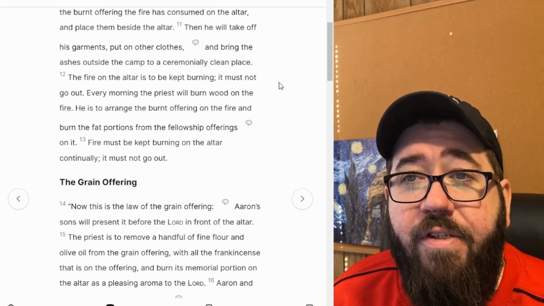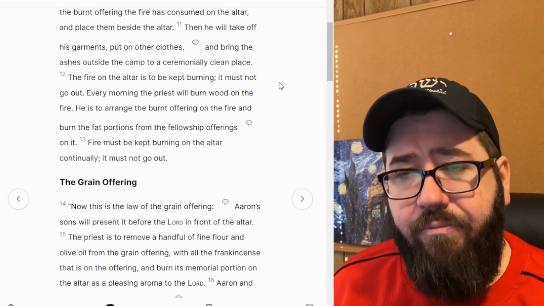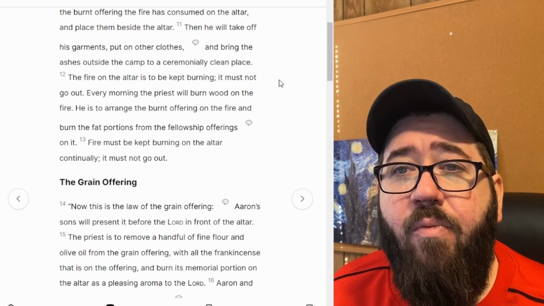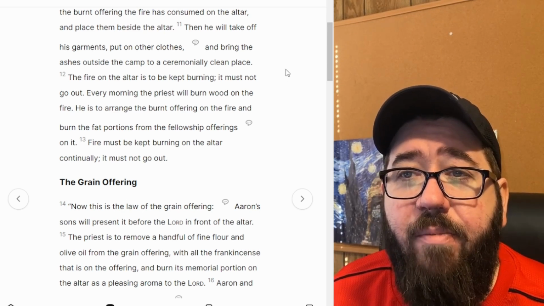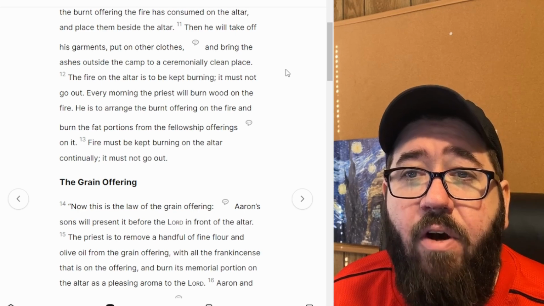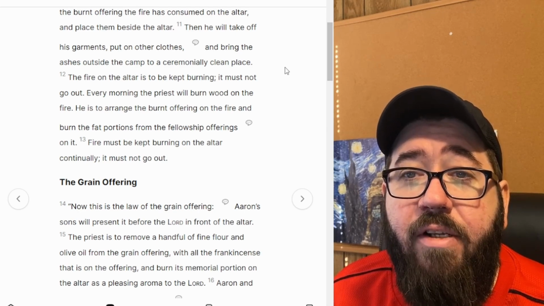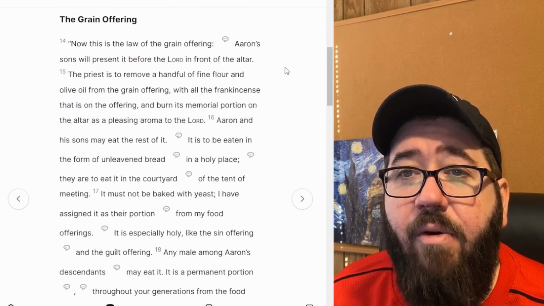The fire on the altar is to be kept burning. It must not go out. Every morning the priest will burn wood on the fire. He is to arrange the burnt offering on the fire and burn the fat portions from the fellowship offerings on it. Fire must be kept burning on the altar continually and must not go out.